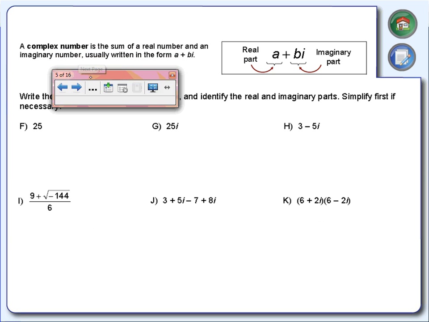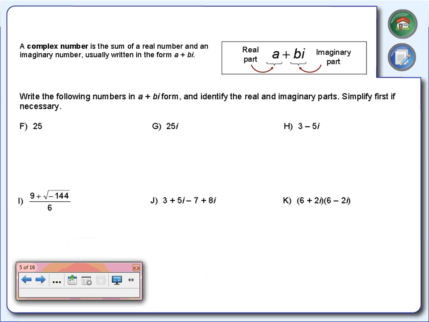All right, now we're going to look at something called a complex number. It says here that a complex number is the sum of a real number and an imaginary number, usually written in the form a plus bi. a being the real part, the bi being the imaginary part. Of course, we can tell the imaginary part because it's the one that has the i. So on these examples, they want us to write each of these in the a plus bi form, or the complex number, and then for us to identify what's the real part and what's the imaginary part. It says here, simplify first if it's necessary.